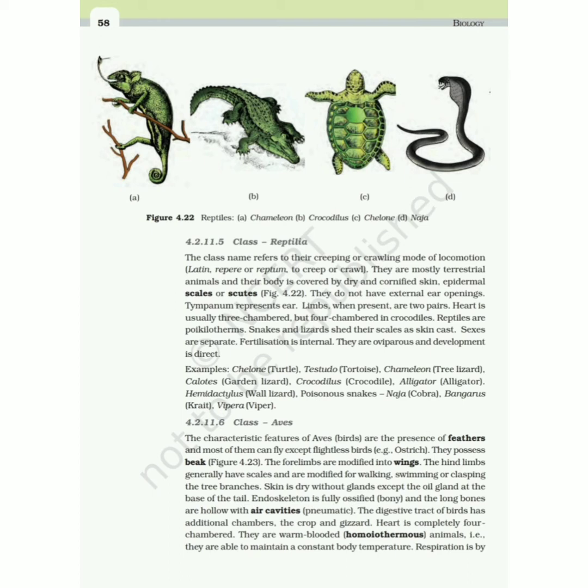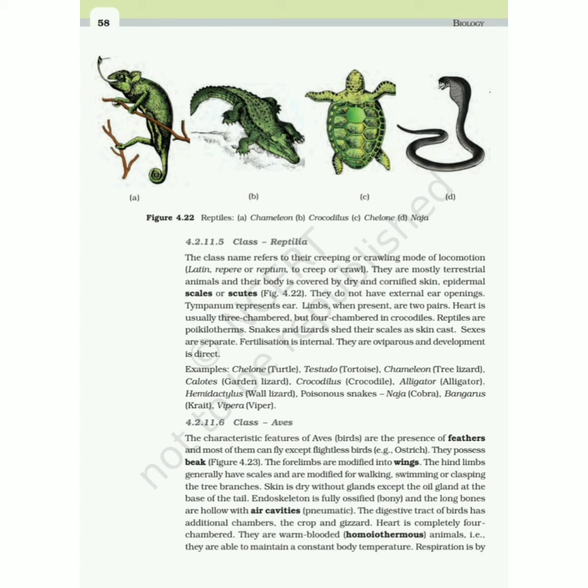Sexes are separate. Fertilization is internal. They are oviparous and development is direct. Examples: Chelone, turtle; Testudo, tortoise; Chameleon, tree lizard; Calotes, garden lizard; Crocodilus, crocodile; Alligator, alligator; Hemidactylus, wall lizard; poisonous snakes: Naja, cobra; Bungarus, krait; Vipera, viper.